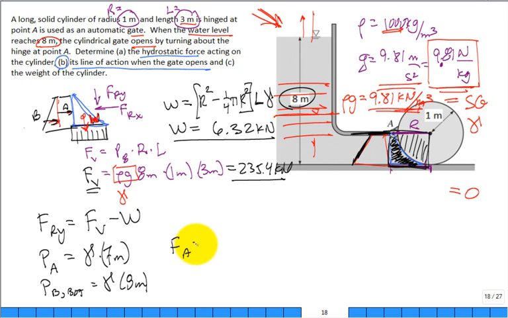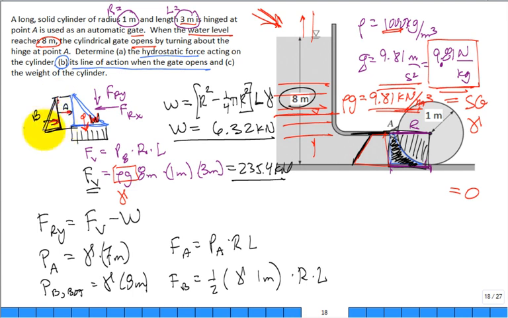And then the pressure B at the bottom is going to be gamma times 8 meters. And then we want to know F of A. It'll be the pressure at A times the radius R times the length L. And F of B will be 1/2 times the pressure at B minus the pressure at A, which is 1/2 times gamma times 1 meter times R times L. That makes sense? I'm doing the triangular load, which is really only an additional depth of 1 meter. And so gamma times 1 meter times RL, the area, divided by 2, you have F of B. F of A is equal to gamma times 7 meters times RL.